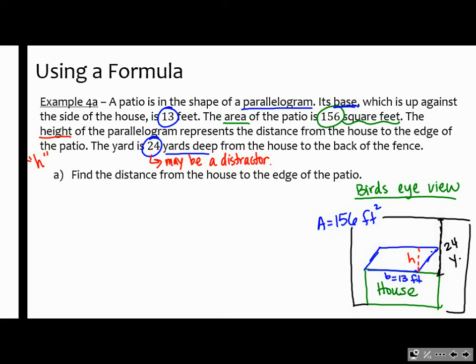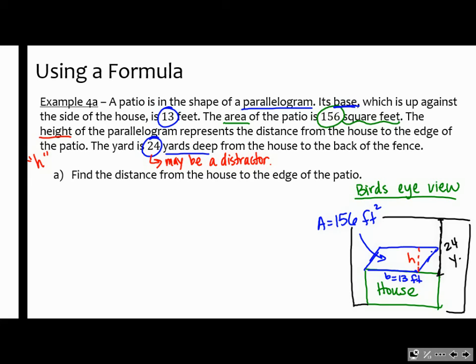Maybe we'll need it for the second part of this question. I can't remember, so I'm going to reread just in case. The patio is in the shape of a parallelogram. Its base is 13 feet. I've got that in the picture. The area of the patio is 156 square feet, with a little arrow inside. The height of the parallelogram represents the distance from the house to the edge of the patio. I don't think I need anything about the yards. The 24 yards, I don't think I need that at all.